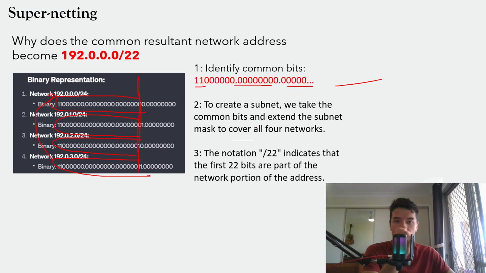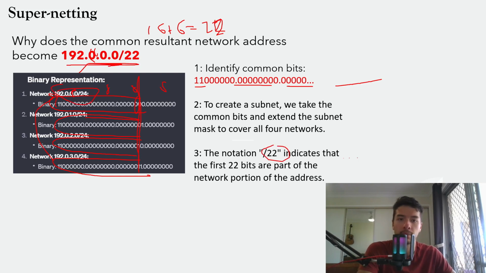To create a supernet, we take the common bits and extend the subnet mask over to cover all 4 networks. The notation /22 indicates the first 22 bits are part of the network portion. The first 22 bits are these bits right here. So remove that because it's obviously 8, 8, 8, 8. It's going to be 16 for the first 2. Now 16 plus 6 equals 22, sorry. And 22 is that, and that's going to be represented as this network over here.